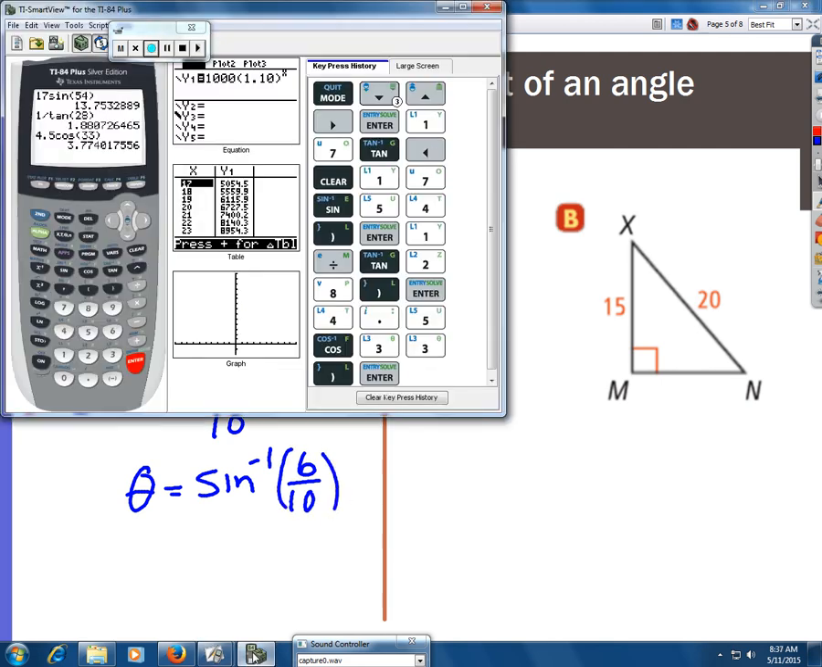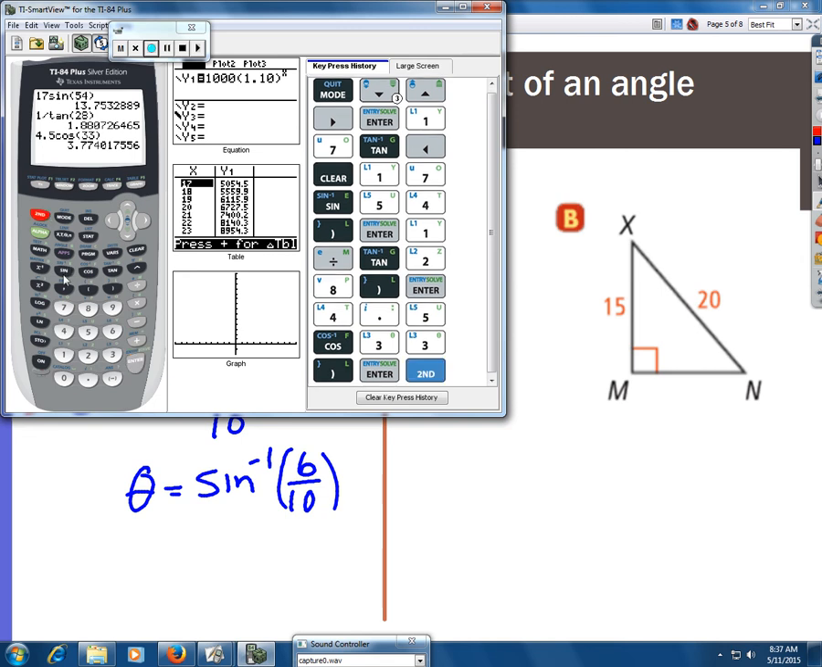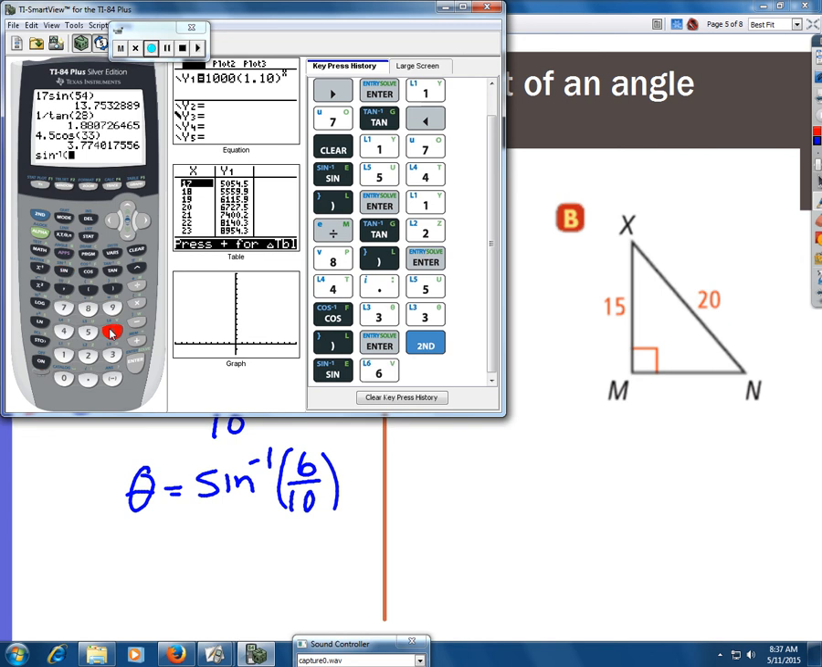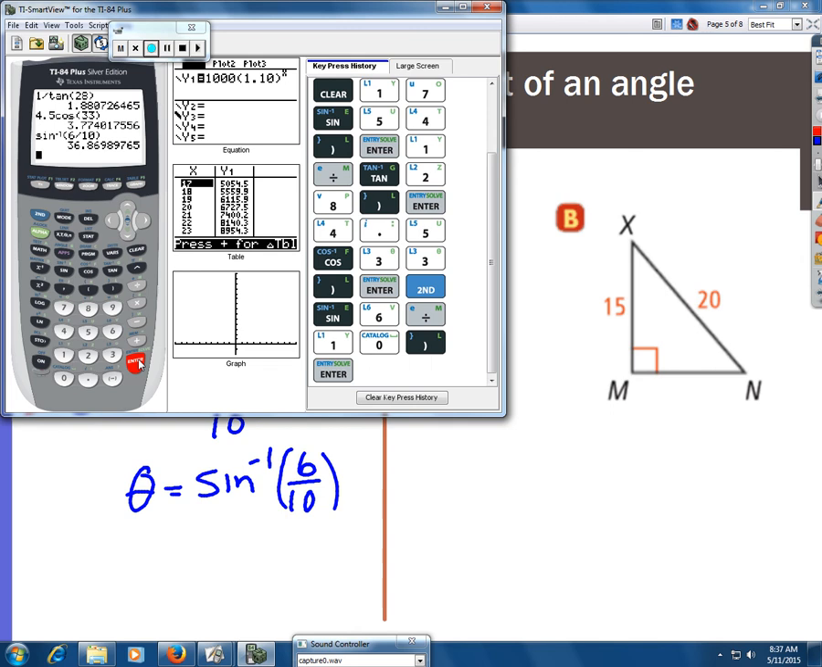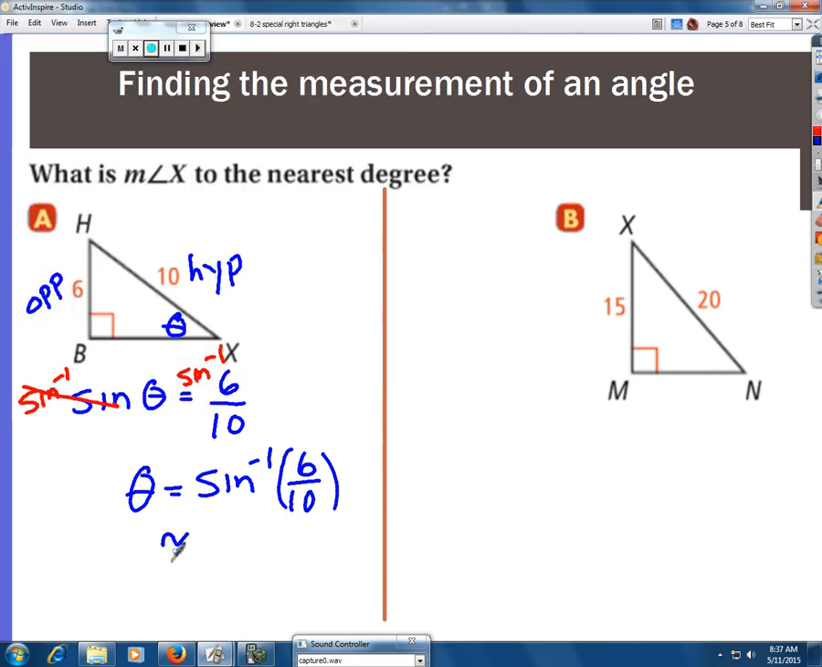How does that look in the calculator? Well, if you look on sine, where the blue one is, it's inverse sine, that's what you'll use. So you'd press second sine, 6 divided by 10, and that gives you approximately 36.9 degrees.